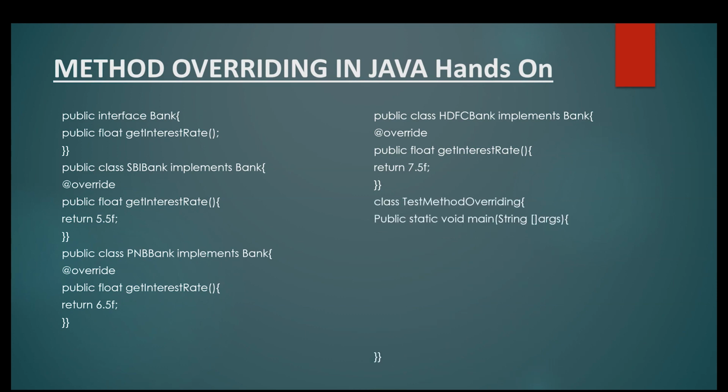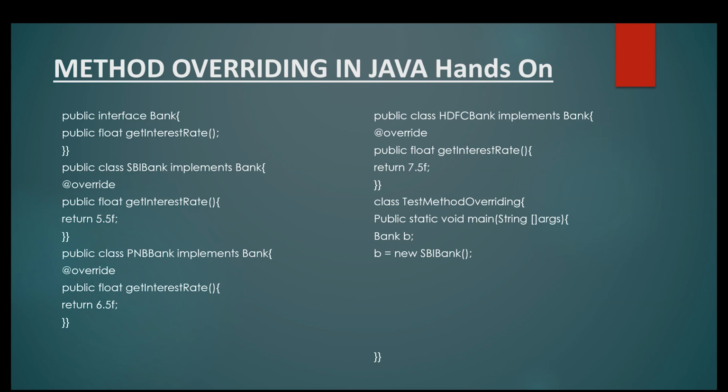So I have written a test method overriding class, which has a main method, obviously. Then I'll assign a variable b to the bank interface, because bank is an interface, and we cannot create the object of the interface directly. Now, if I assign this b to the object of SBI bank, then this b will contain the object of SBI bank. Now, why is it called late binding?